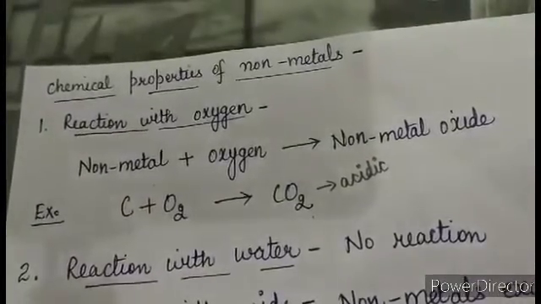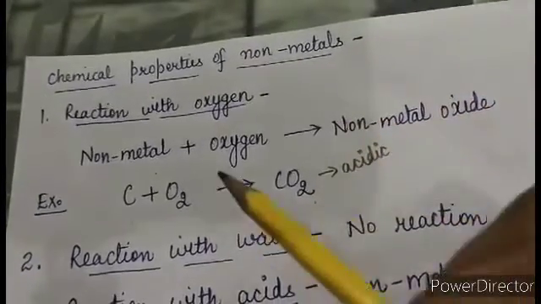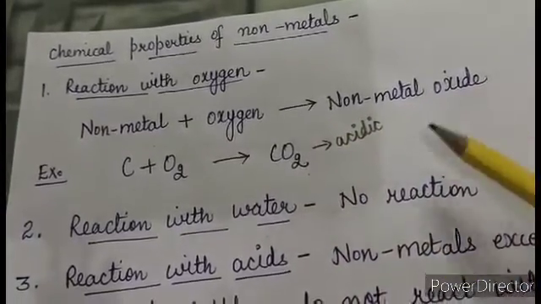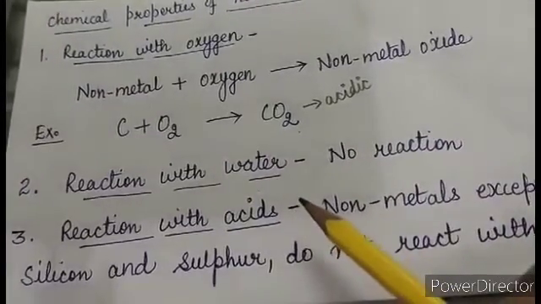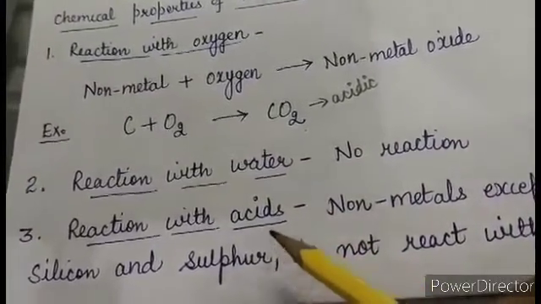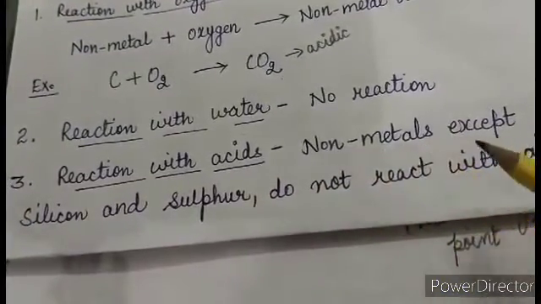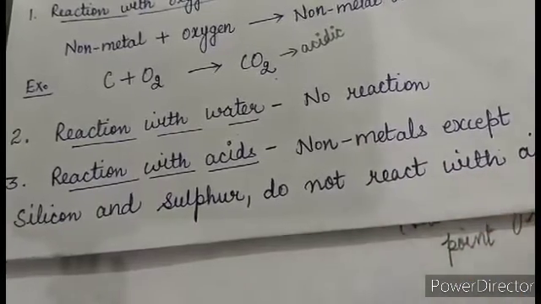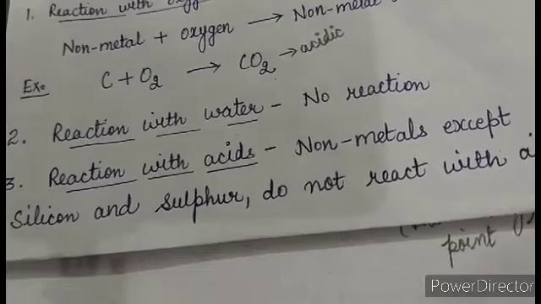Next, we have discussed about what? Chemical properties of non-metals. Non-metals react with what? Oxygen to form non-metal oxide, that is acidic in nature. There is no reaction of water with non-metals. In case of acids, non-metals only react with what? Silicon and sulfur. As I have told you, they are not able to react with water and acids because they gain electrons, do not lose electrons.